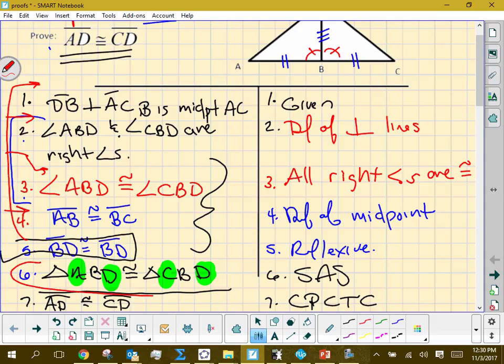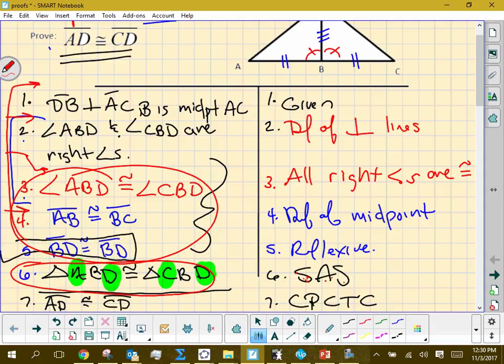However, statement 6 cannot show up anywhere you want it to be. That cannot be statement 2, because statement 6 depends, because it's side angle side, right? So it depends that we show those 3 parts congruent. So it has to come after those 3 arguments. Okay? Does that make sense?